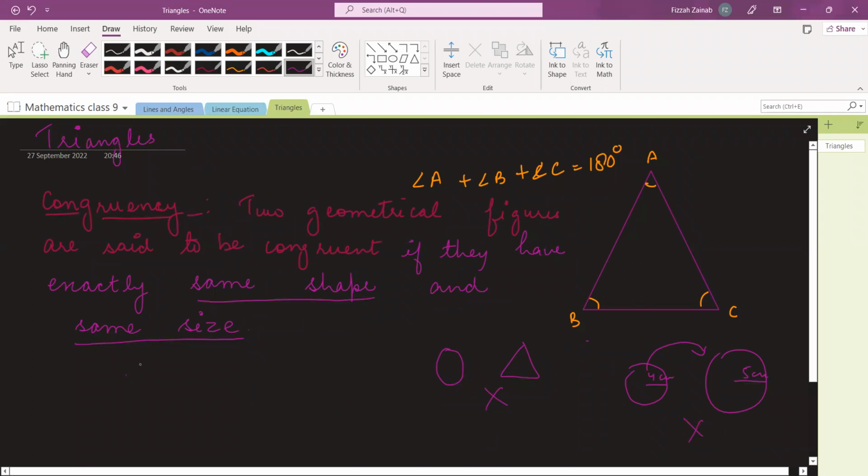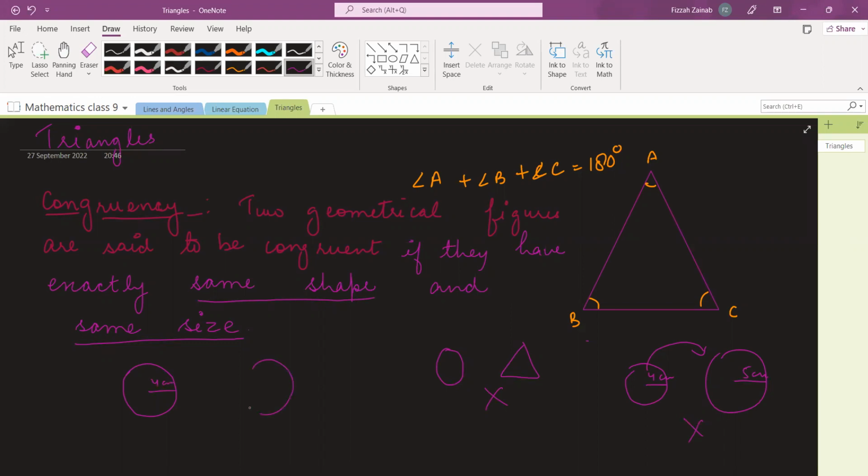The congruent figures can be this: if I have a circle whose radius is 4 centimeter and I have another circle whose radius is also 4 centimeter, you can see shapes are also same, size is also same, so they are congruent, right? Yes, ma'am. Okay.